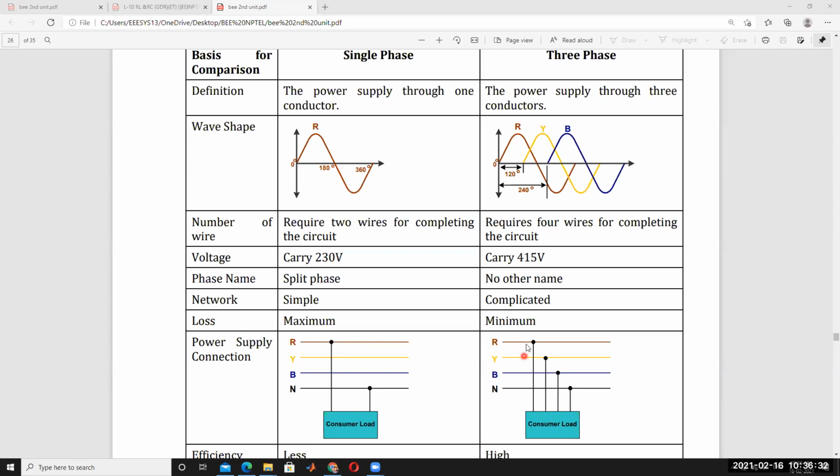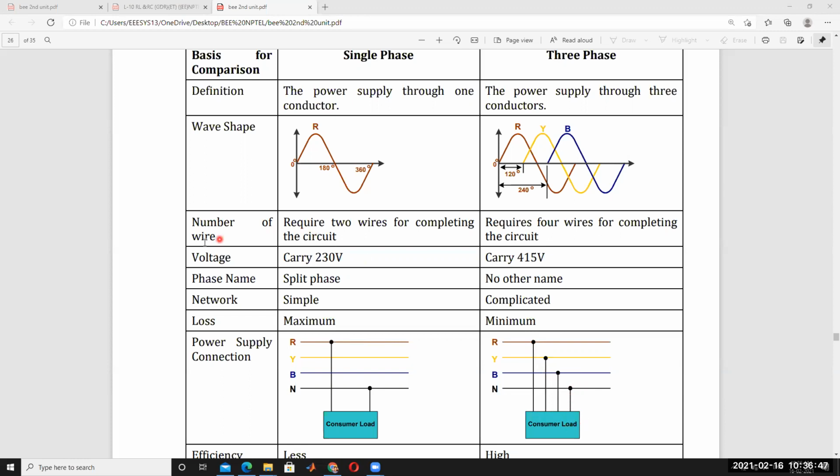In some cases, only three wires are available, and the neutral is not available. In some cases, neutral is available. They are connected like this: one phase is connected to R, one phase to Y, one phase to B, and another is the neutral wire.